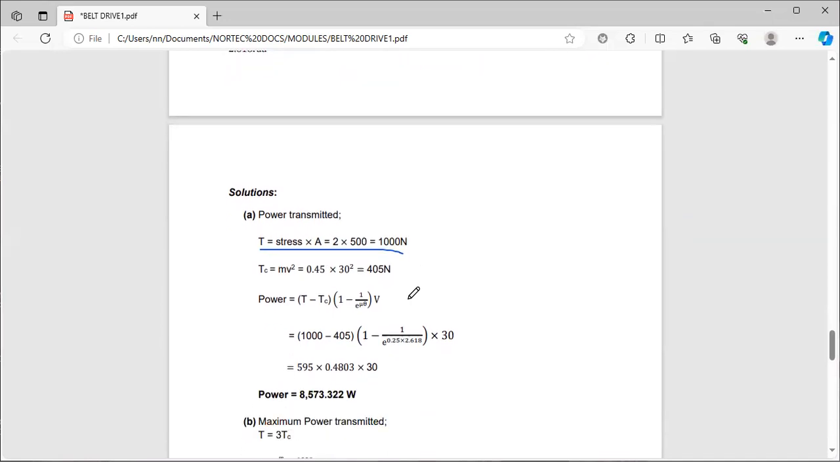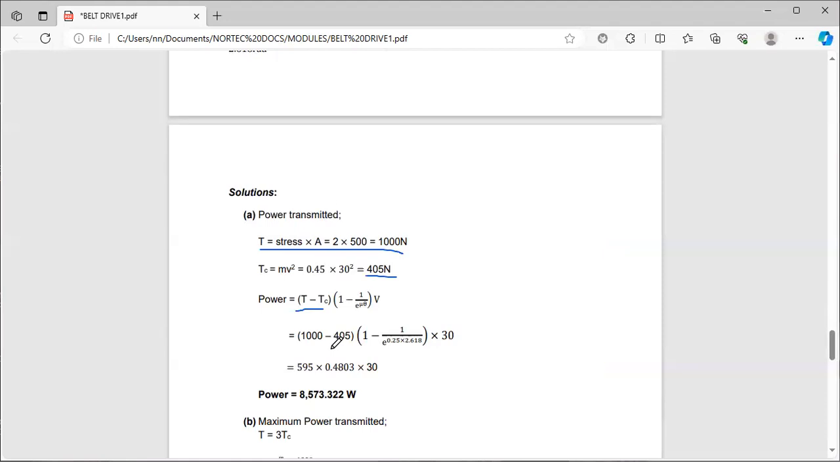Then centrifugal tension, we multiply the mass per unit length by the square of the velocity. So 0.45 by 30 squared. The answer is 405 newtons. From there, we can now use that formula we started with. T1, open brackets 1 minus 1 over e power mu theta. So instead of having T1, this is it. It's T minus Tc.